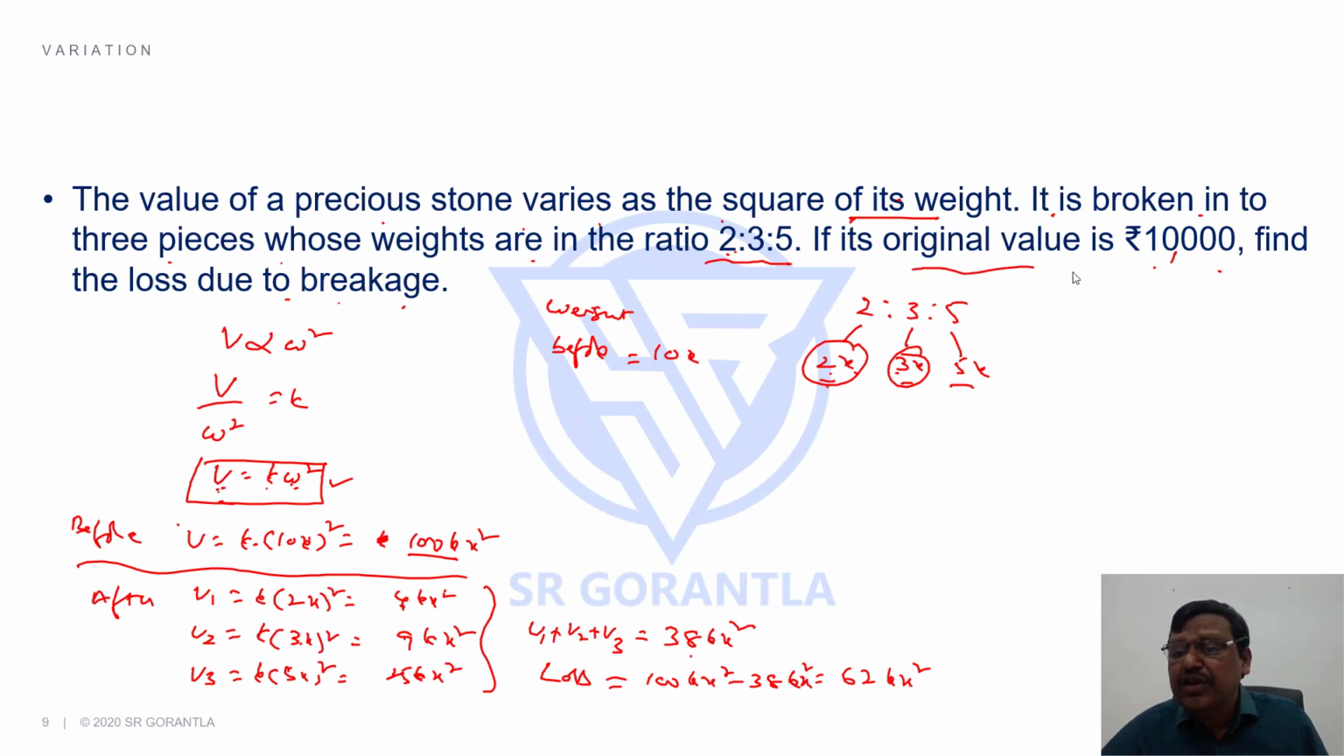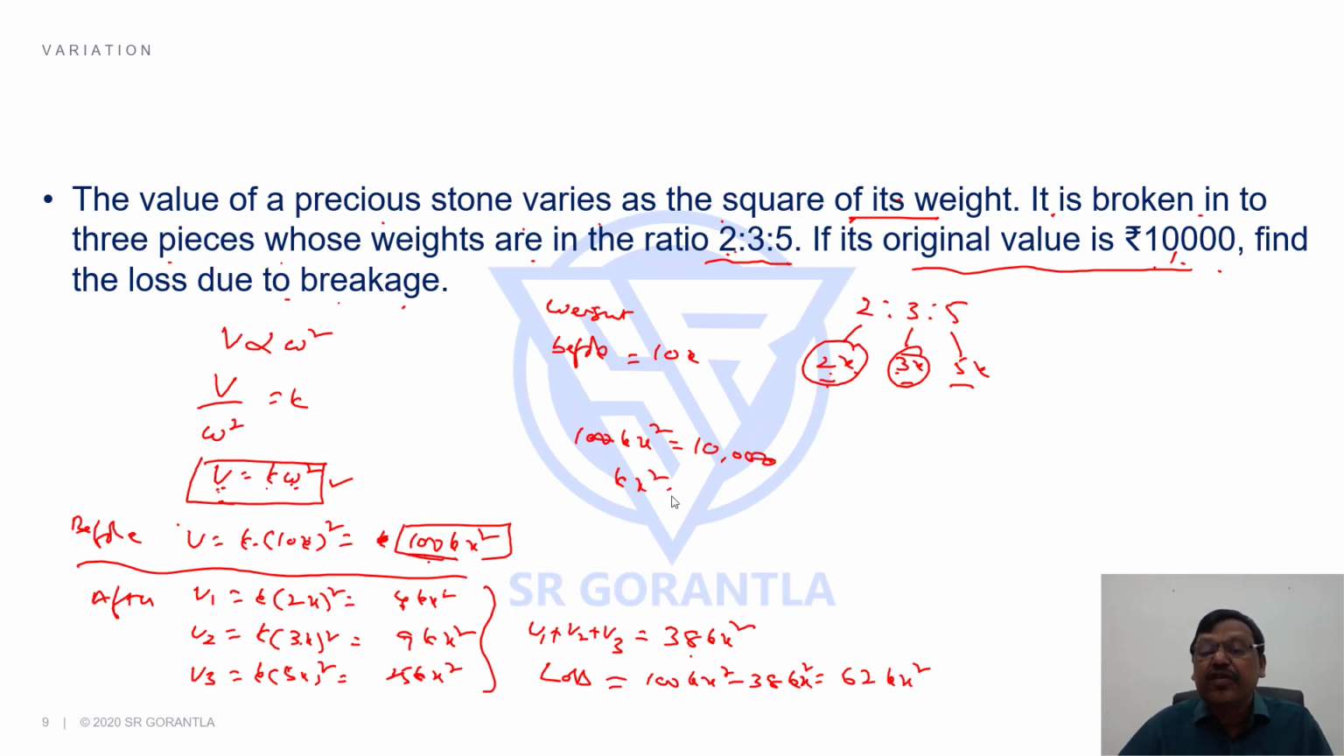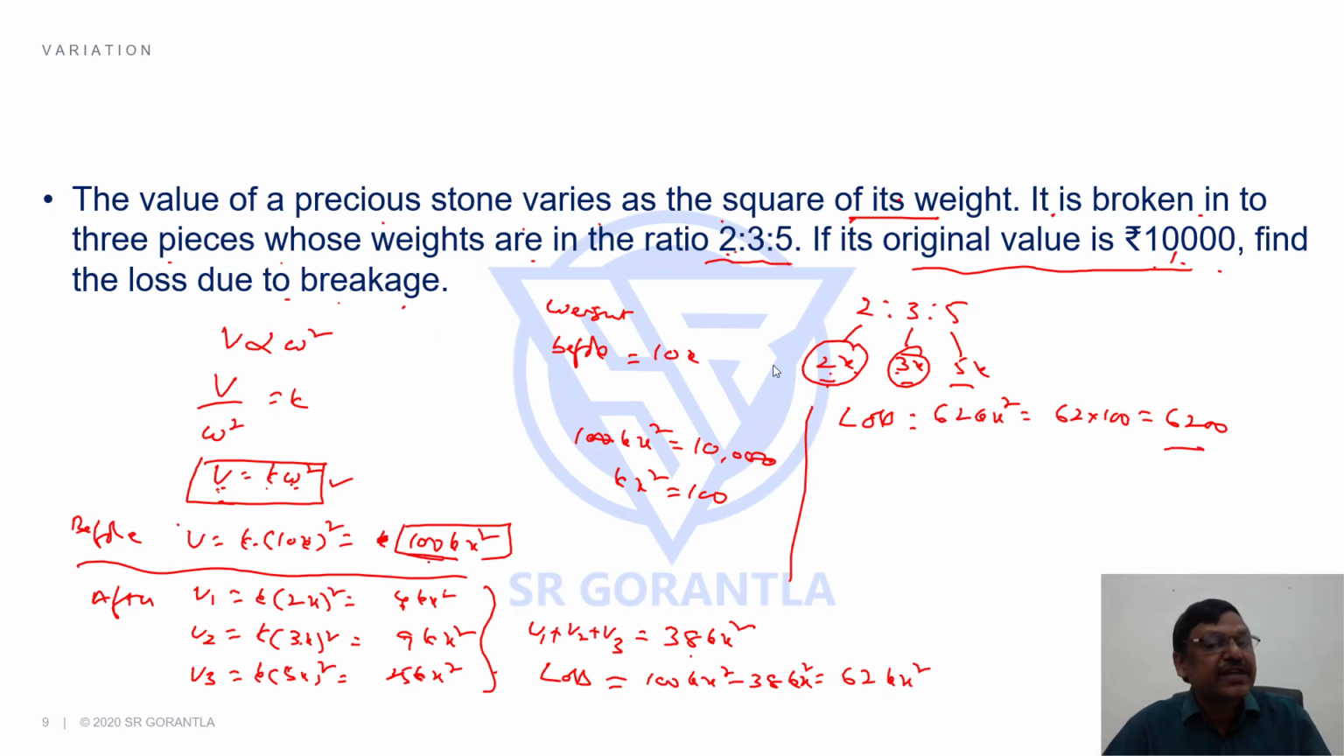We know that the original value is 10,000, but what is the original value? Before it was broken, the value was 100kx square. If 100kx square equals 10,000, you can see 2 zeros, you can cancel both sides. Kx square is 100. Now the loss equals, we said, 62kx square. It is 62 into 100. 6,200 is the loss due to the breakage, right?